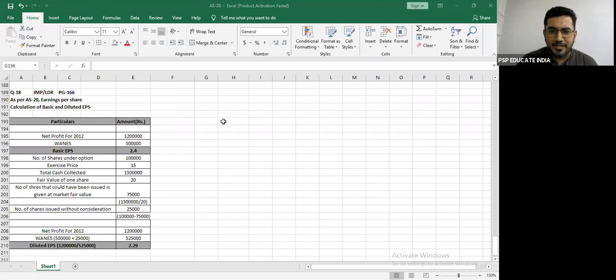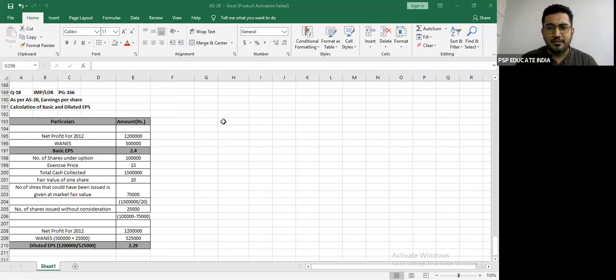You have to simply think in this way: this money, the 15 lakh that we are getting by giving 1 lakh shares, how many shares could we have given in the market for it? 75,000. The work that 75,000 shares could do for us, how many shares did it? 1 lakh shares. So 25,000 extra is my bonus element. Are you getting it? Ishika, I hope that is now clear to you.